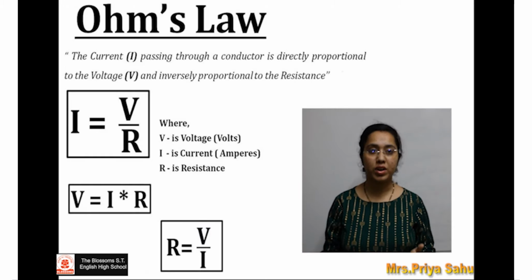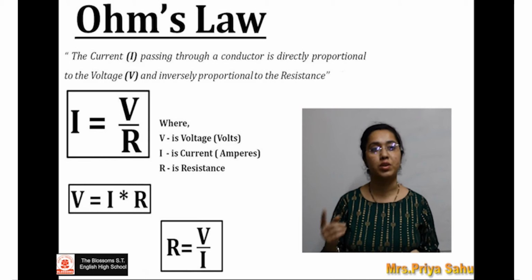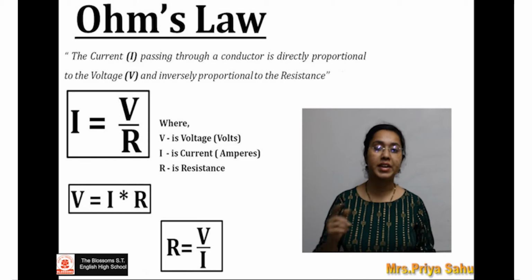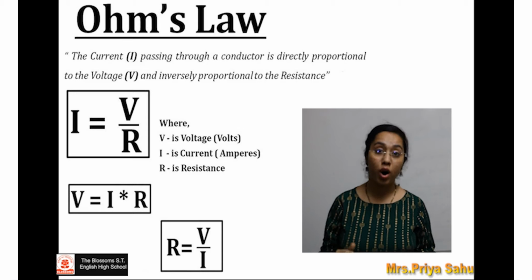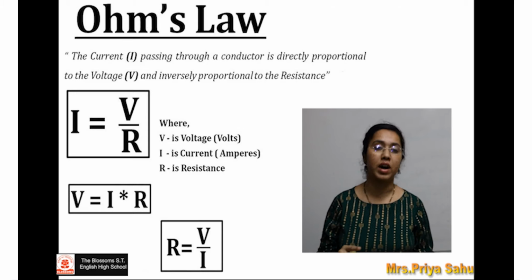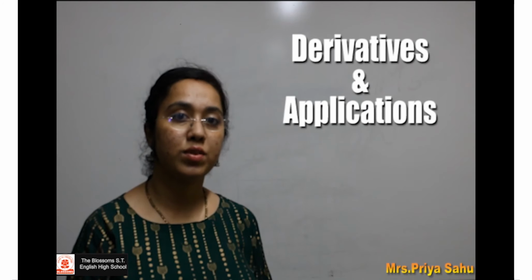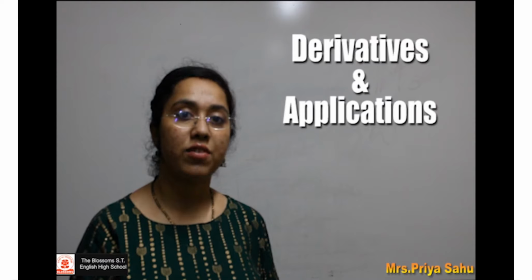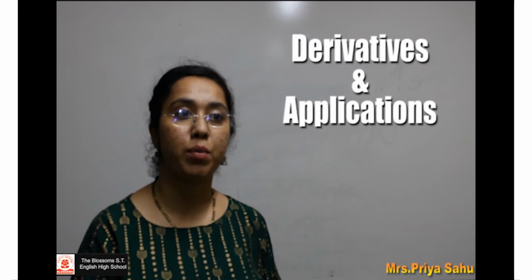The current flowing through a conductor is directly proportional to its voltage and inversely proportional to its resistance. Mathematically, it can be written as V equals I multiplied by R, or I equals V upon R, or third way, R equals V upon I. Now let's go through the resistance in series in the form of its derivation and its application, which is shown in the form of an experiment.